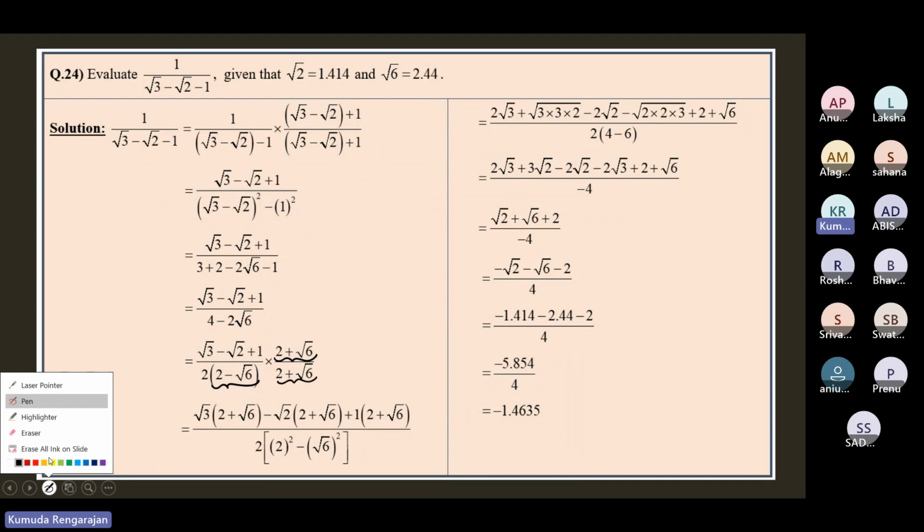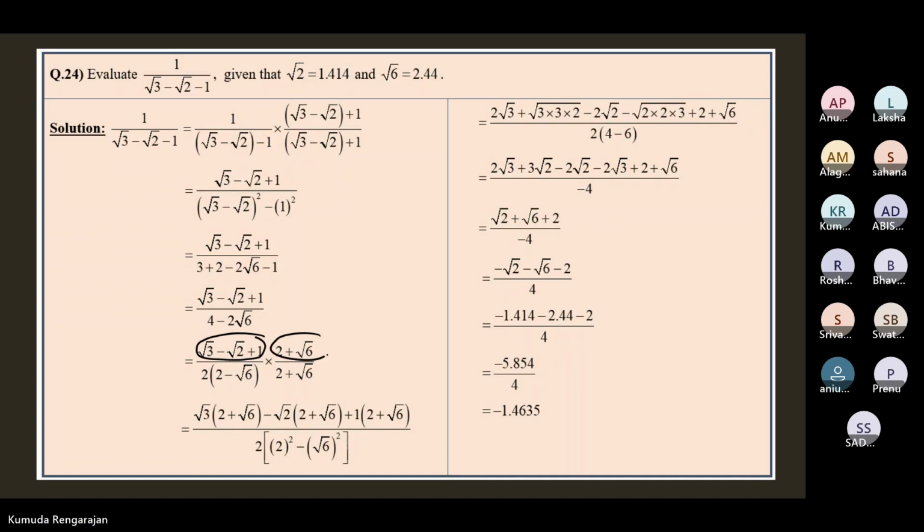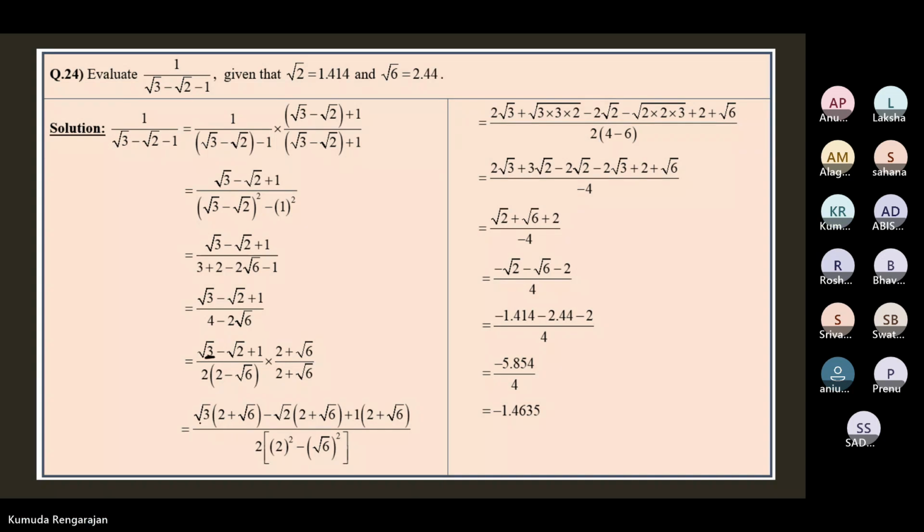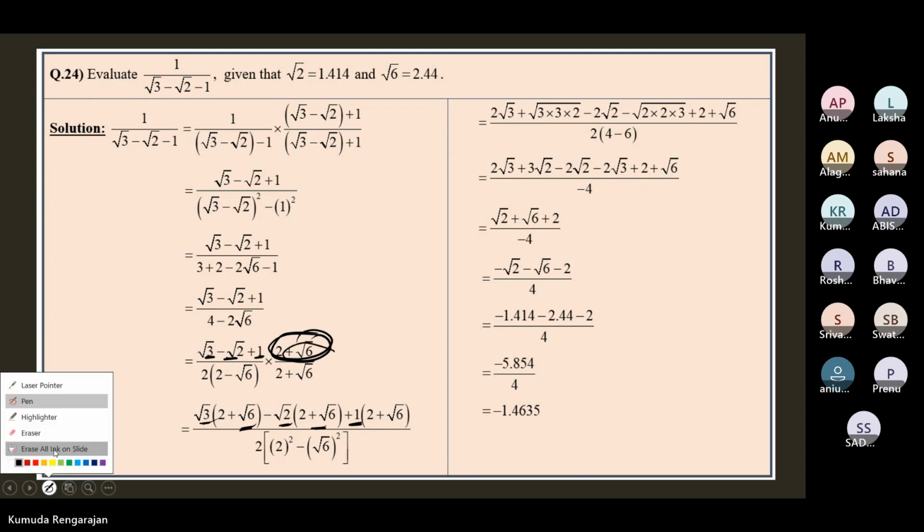So again, we need to multiply the numerators. This one multiplied by this one. So how do you multiply these two? The first term with the second bracket, 2 plus root 6. The second term multiplied by the second bracket, 2 plus root 6. And the third term multiplied by the second bracket, 2 plus root 6.